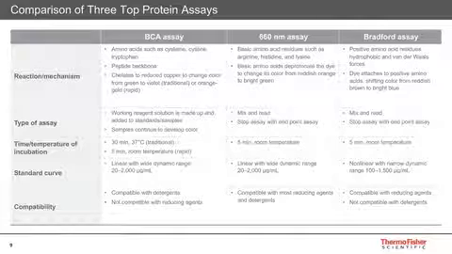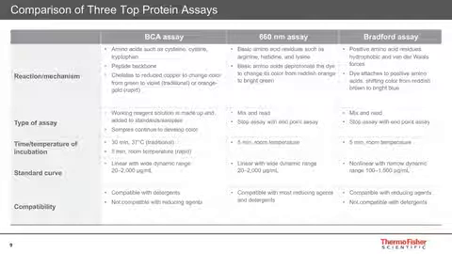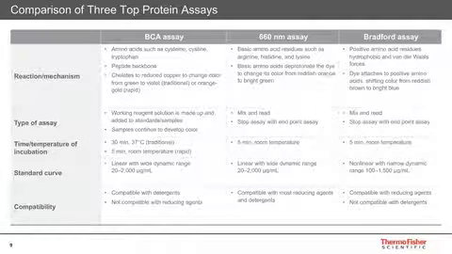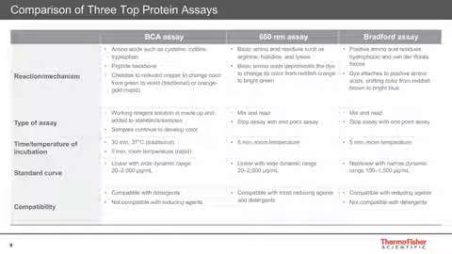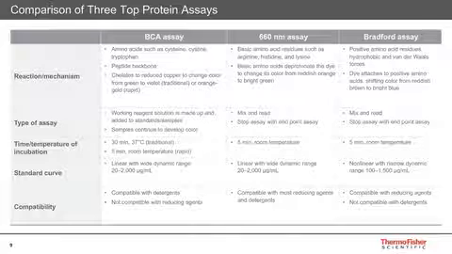Now, BCA and the 660 nanometer assay have a wide dynamic range, which goes from 20 microgram per ml of sample to 2000 microgram per ml of sample. The Bradford assay, on the other hand, has a narrower dynamic range from 100 microgram per ml to 1500 microgram per ml.